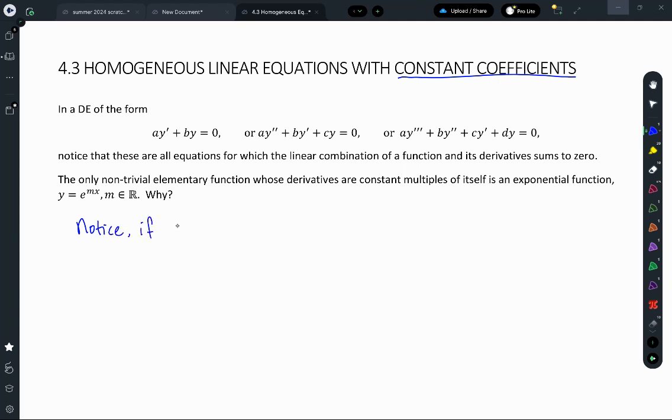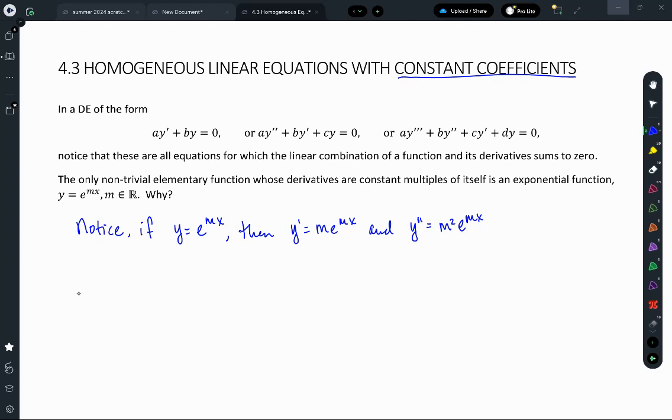So notice if y equals e to the mx, then y prime is me to the mx, and y double prime is m squared e to the mx. And so there would be some value of m, so that, with some constant coefficients, if we were to add these all up, we could get back 0 because there's a like term, so the terms will combine. Remember, in order for three things to add together to give you 0, they must have a like term in them.